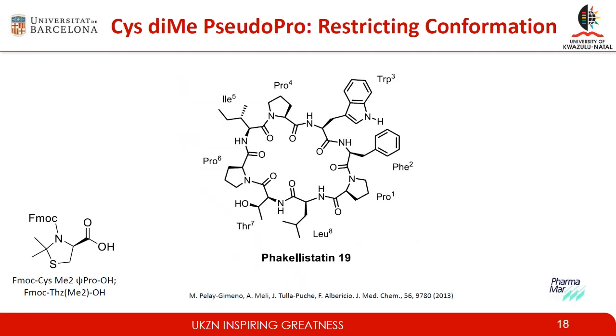I will show right now one example of the use of the pseudoproline as a building block. A few years ago, we started a project in collaboration with a company, PharmaMar, to synthesize several analogs of paclitaxel 19. This is a natural product from the marine with some biological activity against cancer. It's a cyclic peptide.